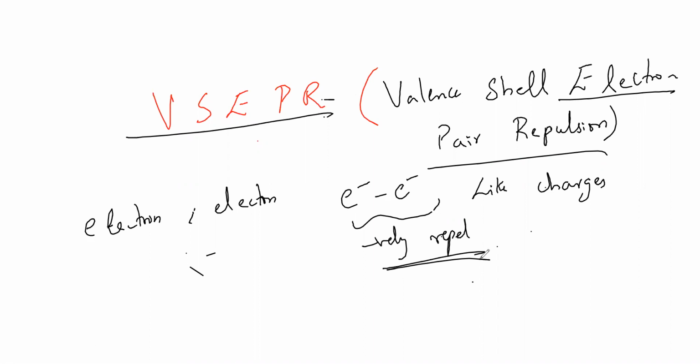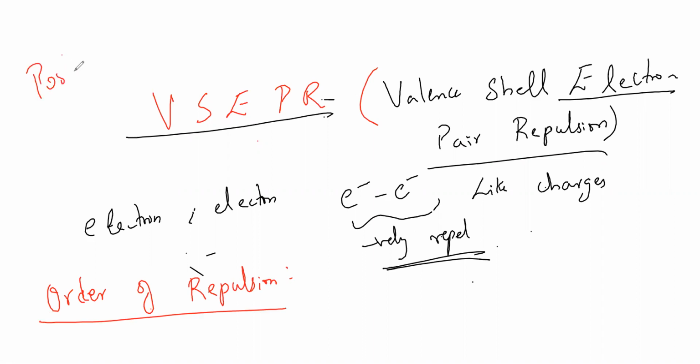Then the important point he focuses on is the order of repulsion. So guys, this is a sure question in your board exam or school exam level. They will ask the postulates of VSEPR theory. In entrance also this will come. What I'm going to write will be in one of your options. Order of repulsion.